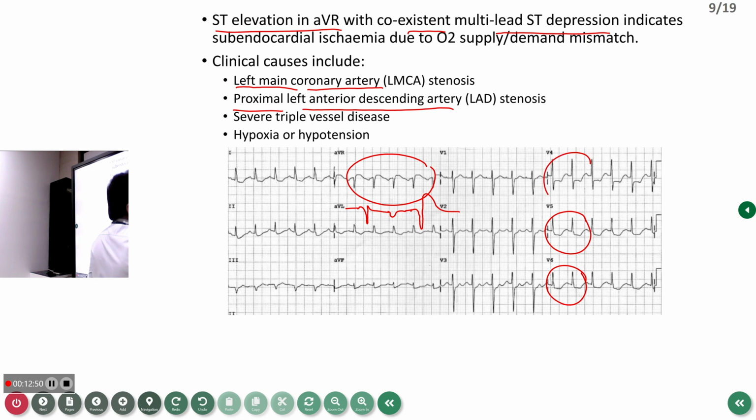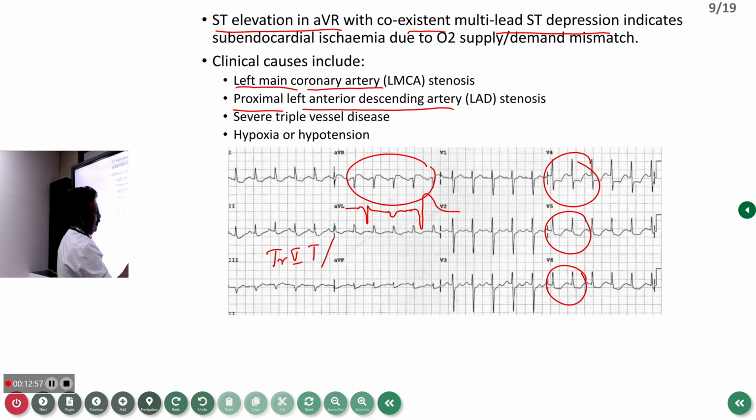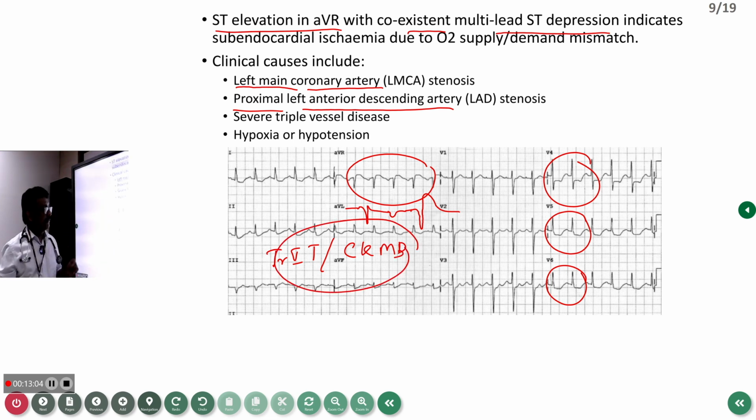So what you do is, we always ask for a troponin I or troponin T or CKMB. If you have doubt, you always ask for a cardiac enzyme if it is available in your area, and depending on the value of the CKMB or troponin I, you can make a diagnosis of myocardial infarction. Otherwise, with ECGs only you will not be able to make a diagnosis of myocardial infarction. You always need to have an elevated troponin I or T or CKMB to make a diagnosis.